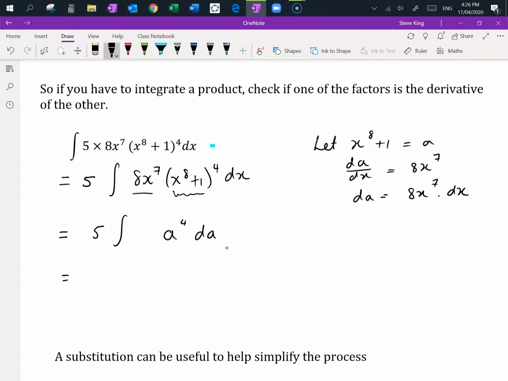And so now I've got a function that's simply in terms of a. I can take the integral of this. It's going to be a to the power of 5, divided by 5, and I'm going to have the letter C afterwards. And then all I have to do is substitute back in again. And what have I got? Well, not a, I've got x to the power 8 plus 1, raised to the power 5, plus c. The two 5s are going to cancel one another out. And there is my original function, the one that was derived in order to give me that product.